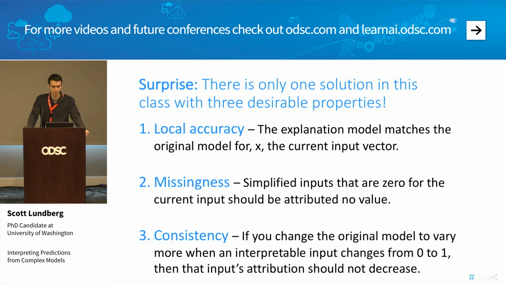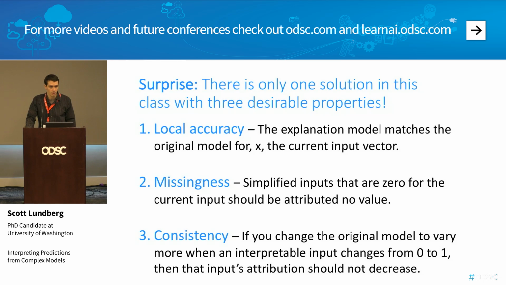And consistency is essentially if you change your model to vary more when one of these interpretable inputs turns on, then your attribution certainly should not go down. And that's exactly the problem that we observed when we were looking at the trees. Right? We saw the tree, we added more importance to age, and then suddenly it flipped. And it went the opposite direction of what it should have gone. And consistency says we're guaranteed never to do that.